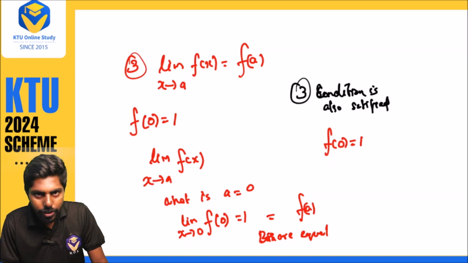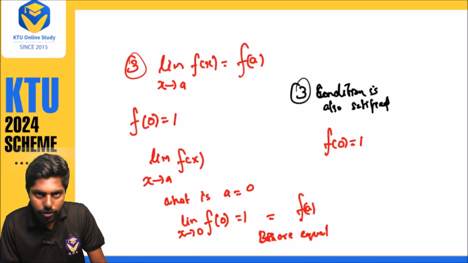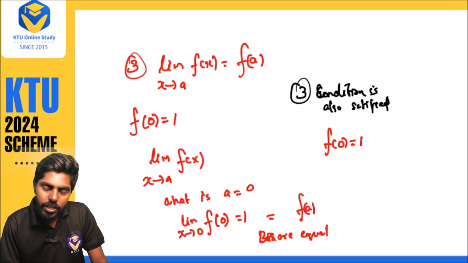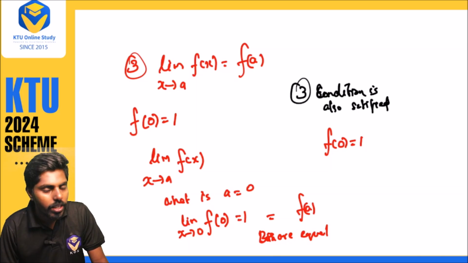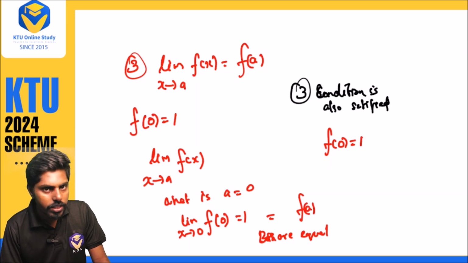When it comes to continuity, the first two conditions are sufficient to say whether it is continuous or not. The third condition will always be satisfied. We know that to be continuous, f of x should satisfy three conditions. If the first two conditions are satisfied, the third condition will automatically be satisfied.